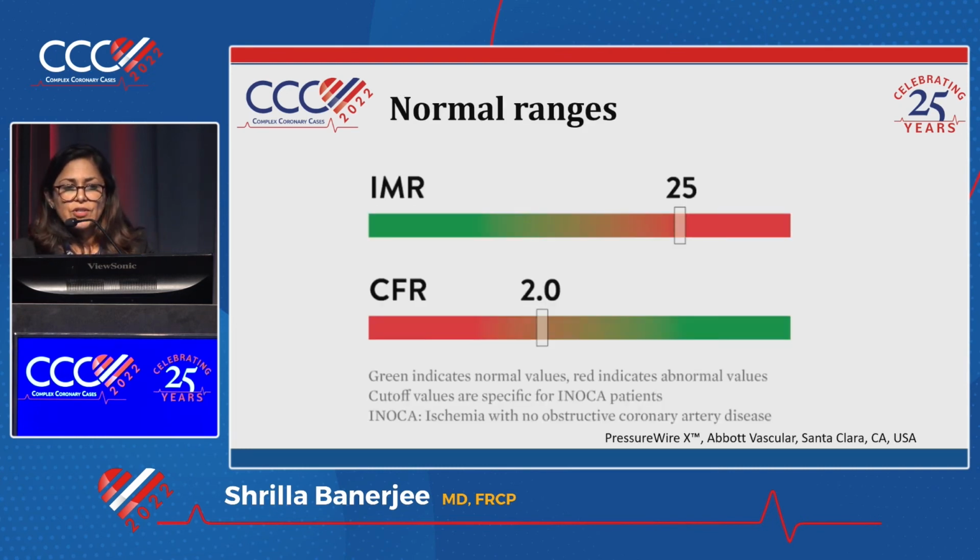And what are the normal ranges? So the IMR is normal if it's less than 25, and if it's above 30, it confirms coronary microvascular dysfunction, along with the CFR less than 2.